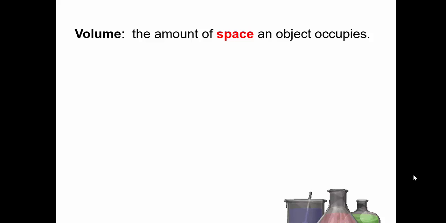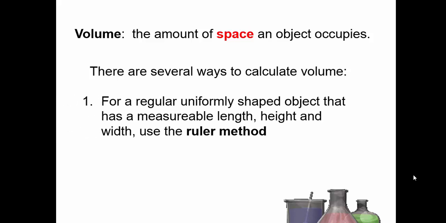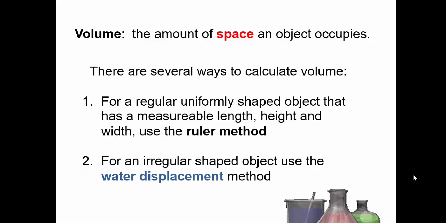So volume is an interesting idea. It's the amount of space that an object occupies. And it turns out there are several ways to calculate a volume. One way is called the ruler method, and you simply measure length, height, and width. You multiply them together, and it gives you the volume. But there's a second way to measure the volume of that same object. It's referred to as the water displacement method.